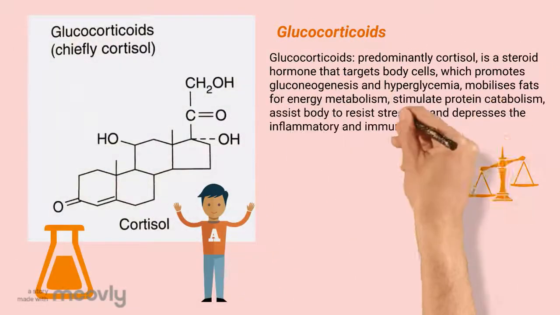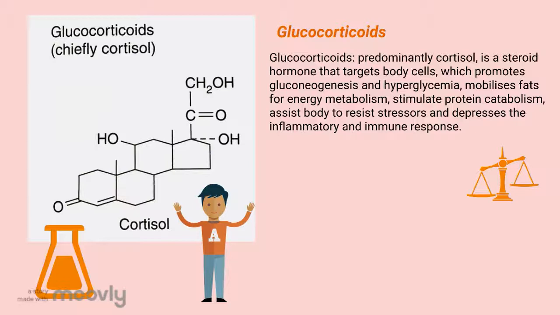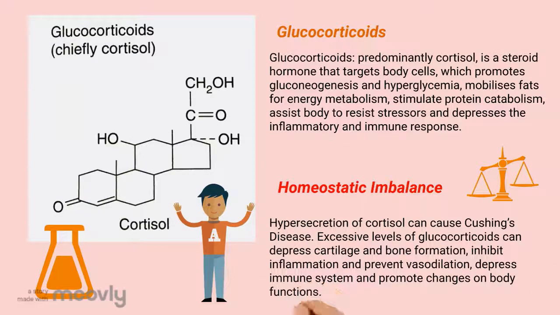Cortisol promotes gluconeogenesis and hyperglycemia, mobilizes fats for energy metabolism, stimulates protein catabolism, assists the body to resist stresses, and depresses the inflammatory and immune responses. Hypersecretion of cortisol can cause Cushing's disease, which will be explained further later on. Excessive levels of glucocorticoids can depress cartilage and bone formation, inhibit inflammation, and prevent vasodilation.